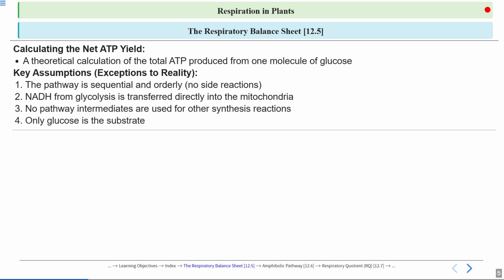And finally, we assume that only glucose is the substrate. But in reality, plants do use other substrates like fats and proteins, which can alter the ATP yield. These assumptions are only for us to simplify the calculation. But always remember the complexity of real life, that is, real cellular processes.